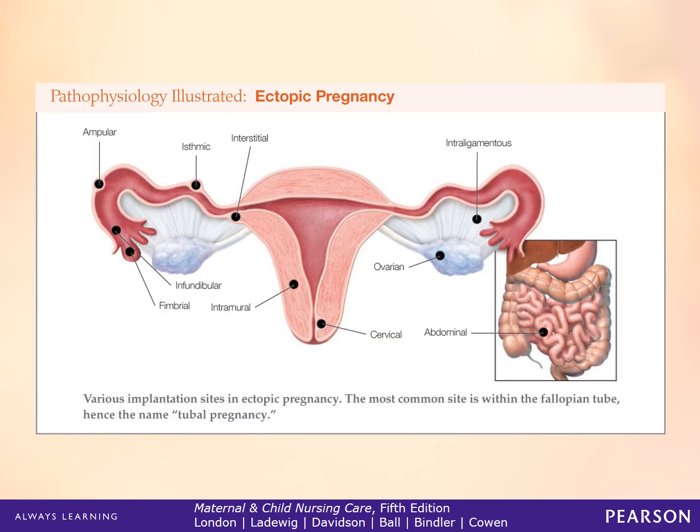Here's a picture of the anatomy of the fallopian tubes, and you can see where the ampullar area is, where the fetus may implant. Sometimes it can implant in the abdomen, but most of the time it's in the fallopian tube. And we call it a tubal pregnancy.